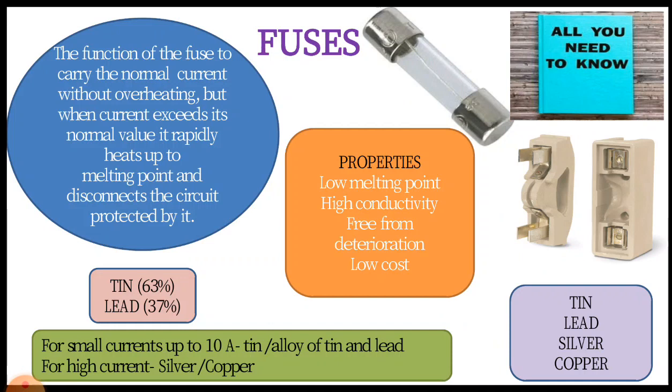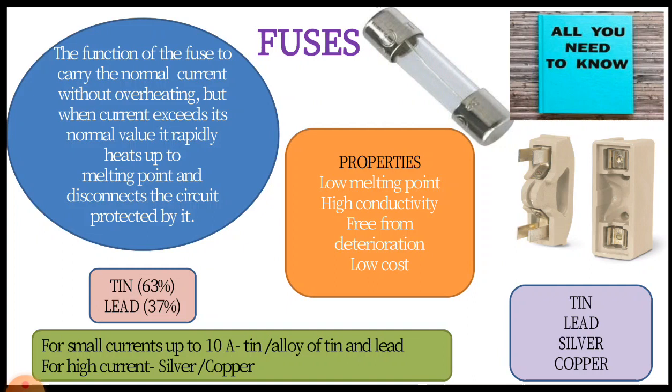So the main function of the fuse is to carry the normal current without overheating. But when current exceeds its normal value, it rapidly heats up to the melting point and disconnects the circuit protected by it. So there are two main functions for a fuse. First one is detect the fault and second one is disconnect the circuit. Coming to properties: low melting point, high conductivity, free from deterioration and low cost.